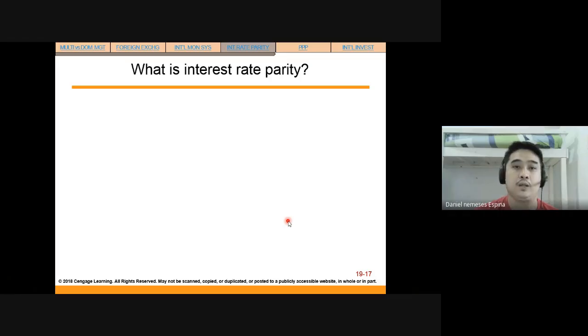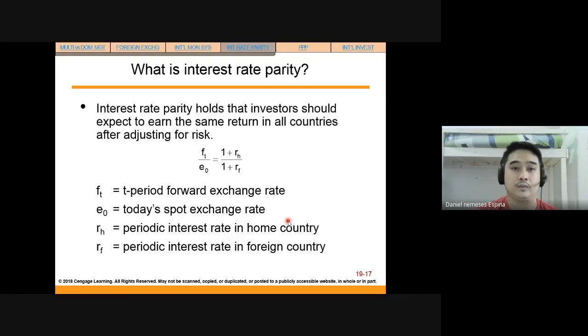So according to the interest rate parity, the value in the spot and the forward rate is the same if the interest rate is absent. So interest rate parity holds that investors should expect the same return in all countries after adjusting for this interest rate risk. So we have this formula.